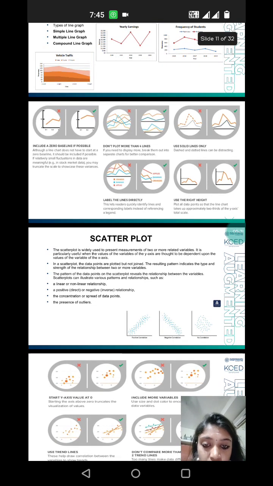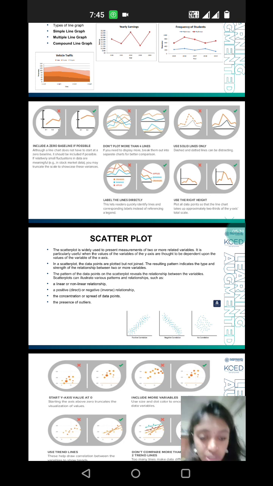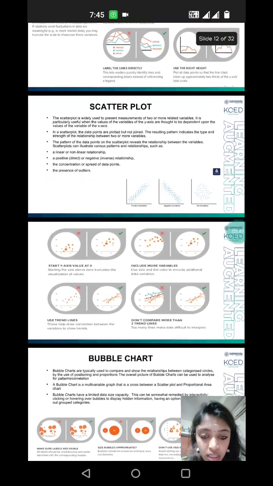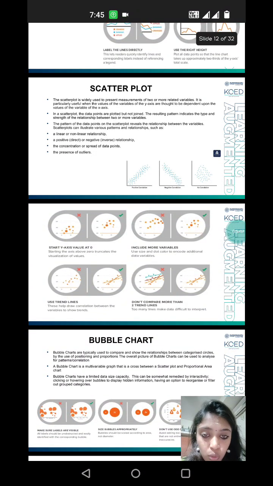Next one is scatter plot. A scatter plot is used to represent measurement between two or more variables over a range. It might be linear or non-linear. And here also you can see how it should be drawn and how it should not.